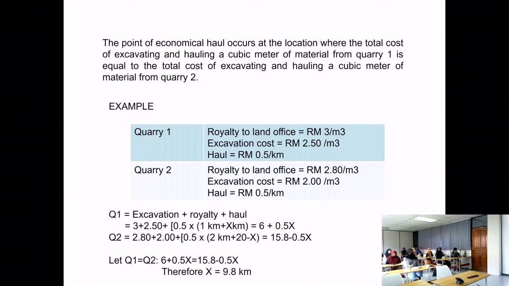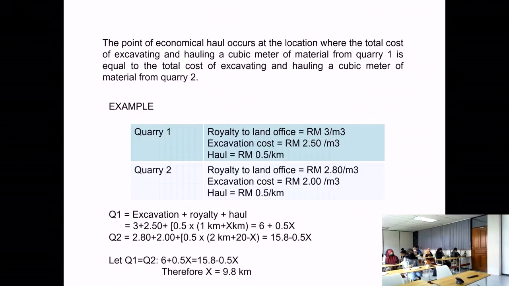Maybe the same. Excavation cost RM2 per meter cube. Quarry 1 RM2.50 per meter cube, for whatever reason, just put it. Haul, transport, the same, 50 sen per kilometer. Now you cannot get 50 sen. This is during my time.